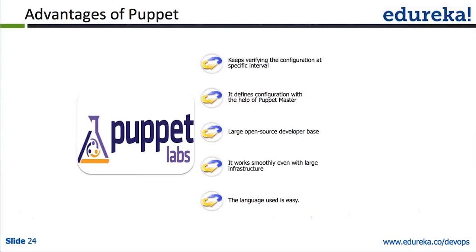It works smoothly even with large infrastructure. We talked about that. No matter how big your infrastructure is, you can centrally manage it. If your setup is really big, you can maybe have multiple Puppet masters, and the Puppet masters can talk to each other and synchronize. So you can use Puppet even for very, very large infrastructure or a large enterprise setup.